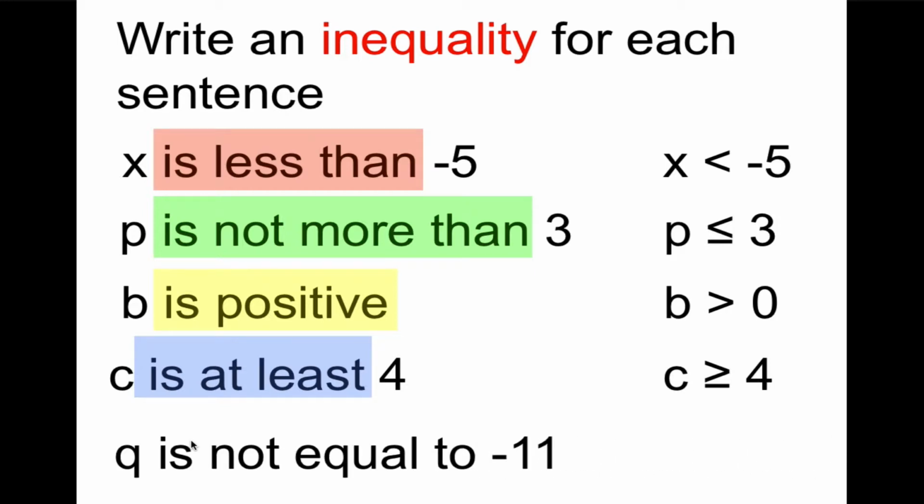And finally, Q is not equal to -11. So what can Q be equal to? Anything except -11. So there's an inequality for each of these sentences.